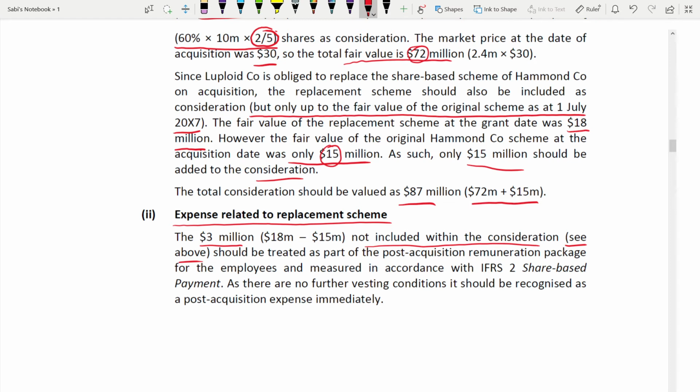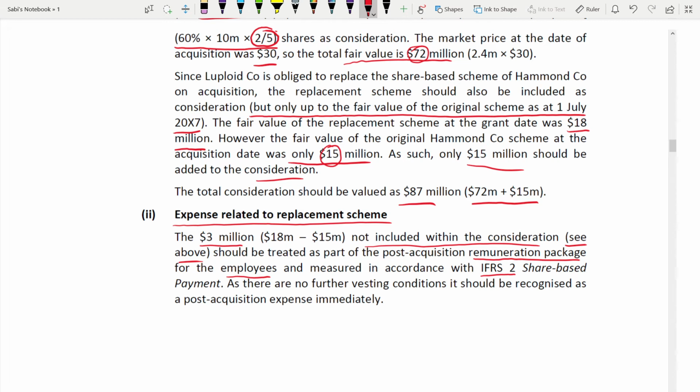So it should be treated as what? Since it is not included, how should it be treated? You should write all this. Okay, it should be treated as part of the post acquisition remuneration package. Post acquisition, that means after the acquisition, as a remuneration package for the employees and measured in accordance with IFRS 2. IFRS 2 means share based payment. Whenever you're making the payment through shares, you can also make your payment through shares. It's not that you're giving your employees always cash only. You can give them benefits, company cars and all, or shares, or so many ways. Like we have seen share option schemes and all.